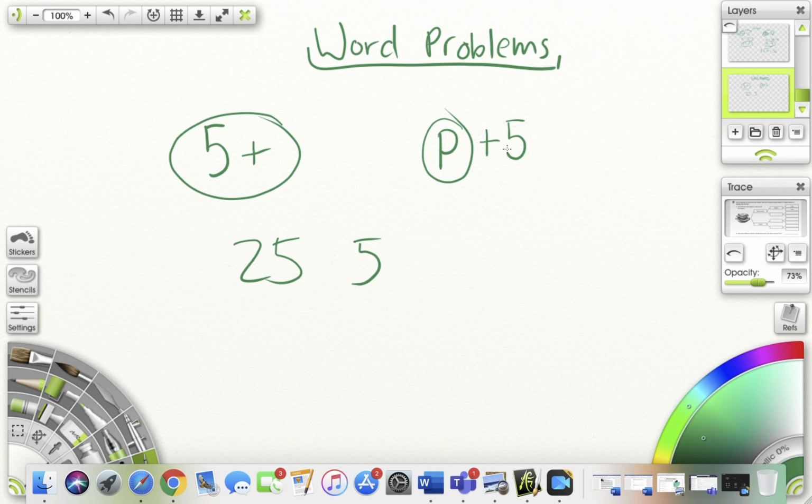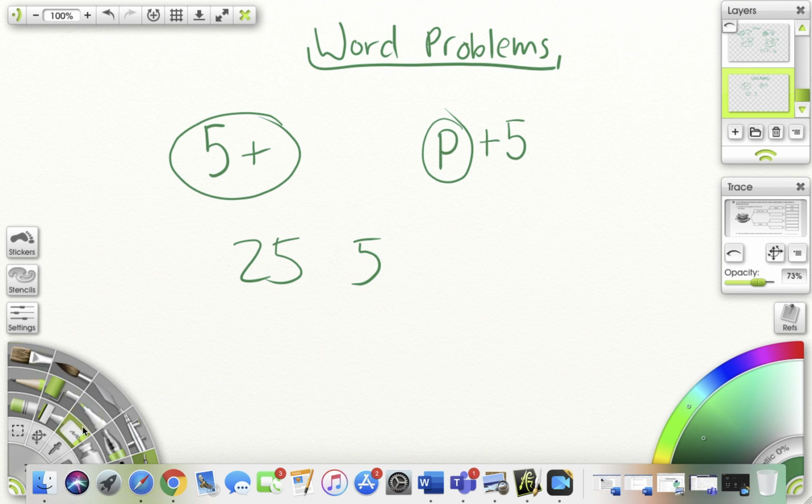Because let's say Roger got 10 points, the player has 10 plus 5 because he has 5 more points than that 10. If Roger has 15 points, that player has 5 more points, meaning he has 20 points. So in this case, it's just P plus 5.